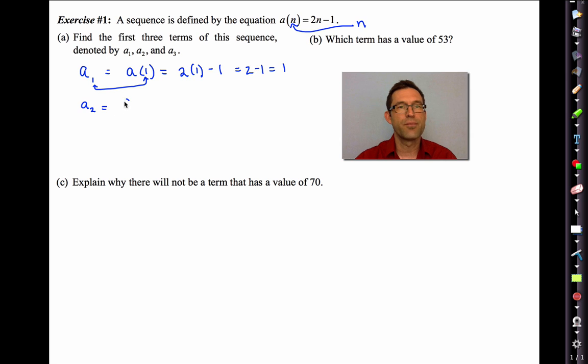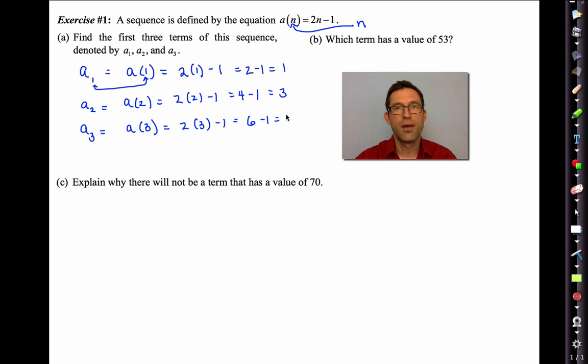My second element, a of 2, is 2 times 2 minus 1, or 4 minus 1, which gives me 3. A3, my third element, is my function evaluated with an input of 3, and that's equal to 5. Right? So that's it. And you can already tell what's going on here. We're generating the odd integers, right? So this is a sequence of the odd integers.